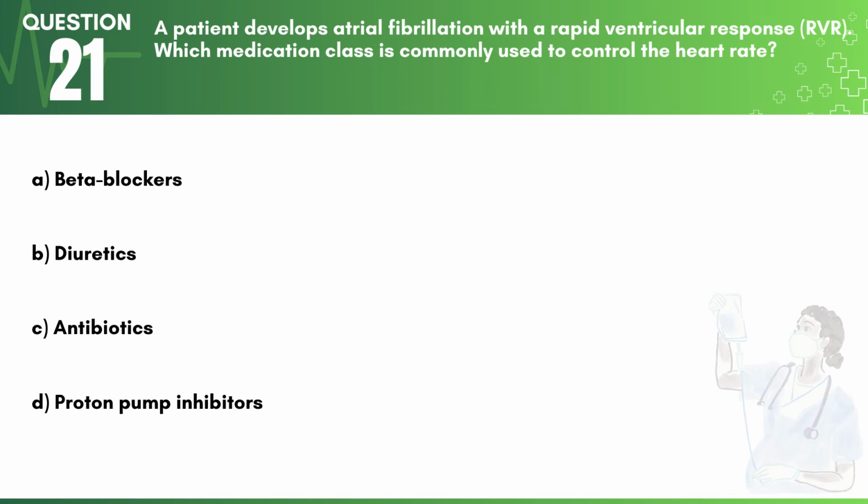Question 21. A patient develops atrial fibrillation with a rapid ventricular response, RVR. Which medication class is commonly used to control the heart rate? A. Beta blockers. B. Diuretics. C. Antibiotics. D. Proton pump inhibitors.